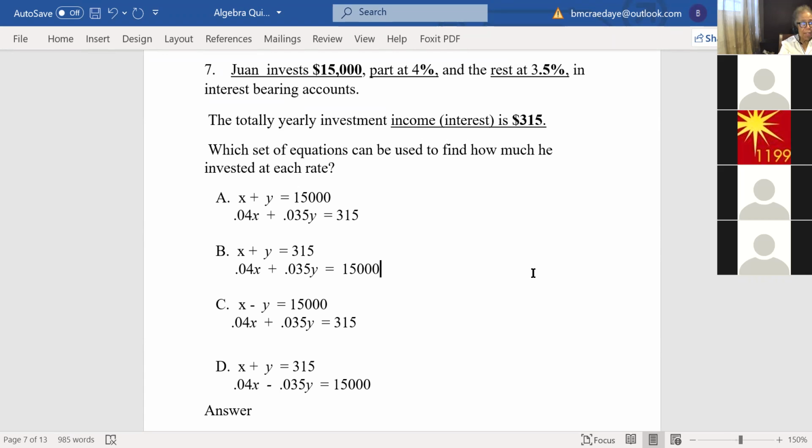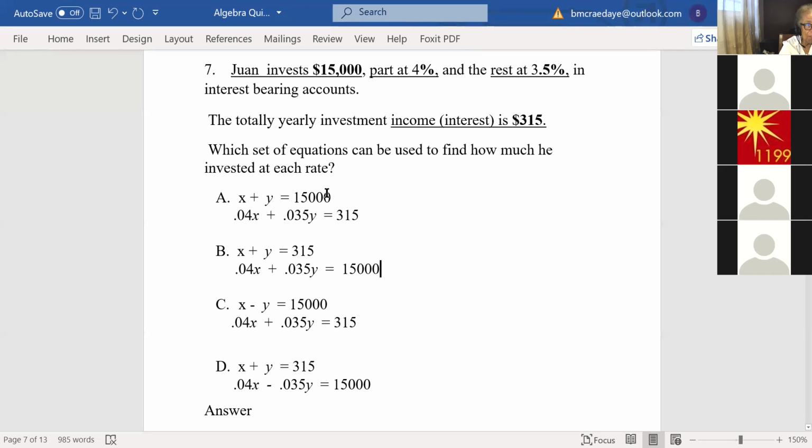Just to say he invested 7,500 is his X, then 7,500 is his Y. That represents the money that he invested, the X amount and the Y amount. You follow? The X amount invested plus the Y amount invested equal the total of 15,000. The X amount plus the Y amount.